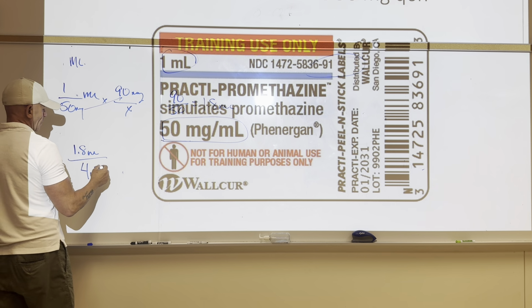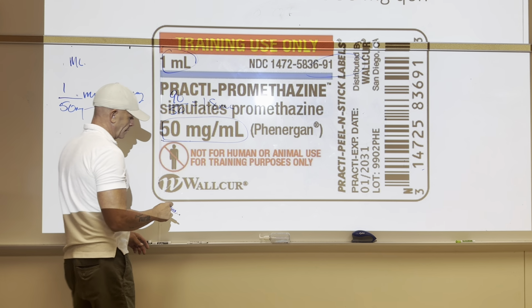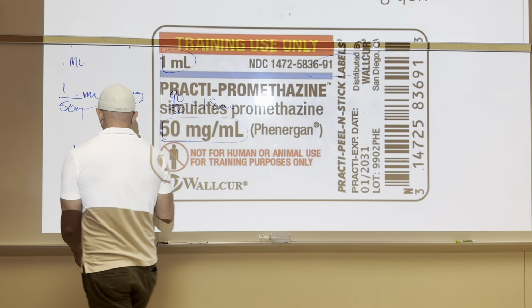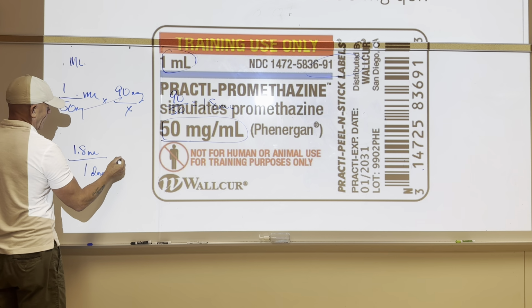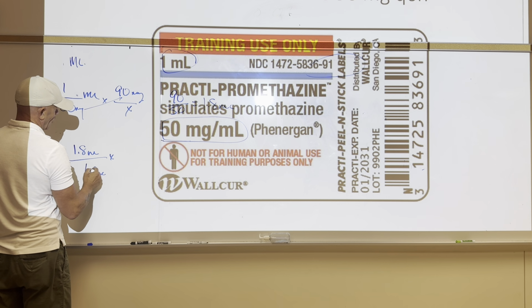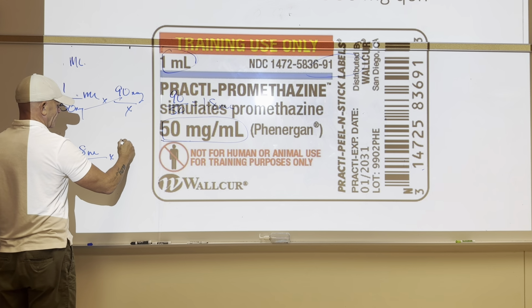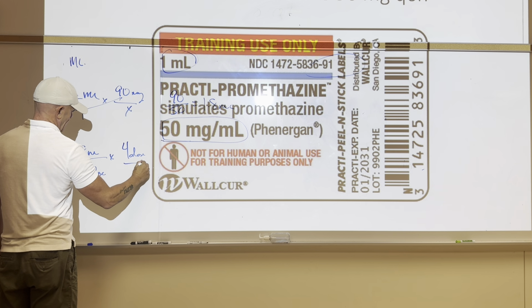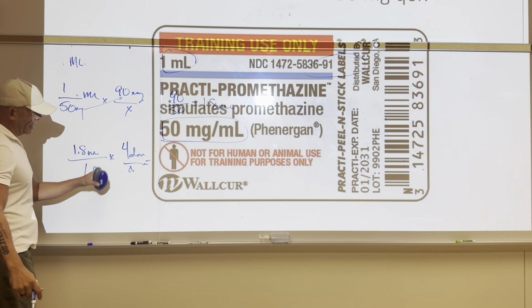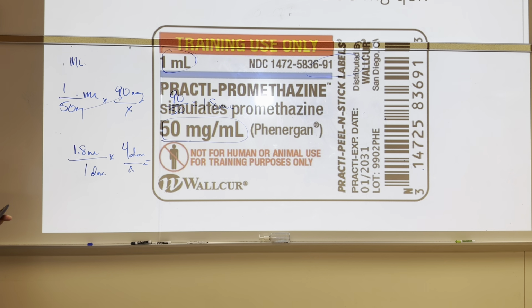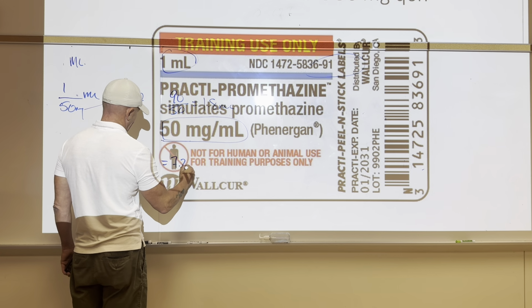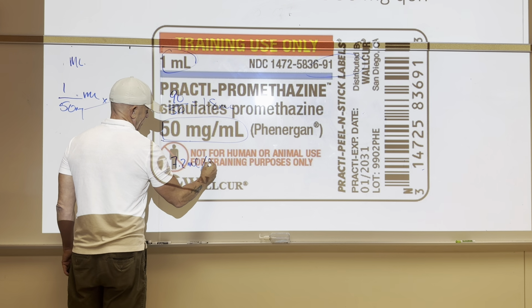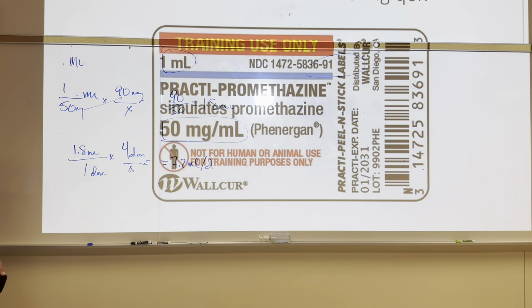So, I'm sorry. 1.8 mLs equals 1 dose. Okay? Well, 1 dose, and they're asking for 4 doses over X, so you get 4 times 1.8. That's 7.2 mLs a day. Per day. Okay? All right.